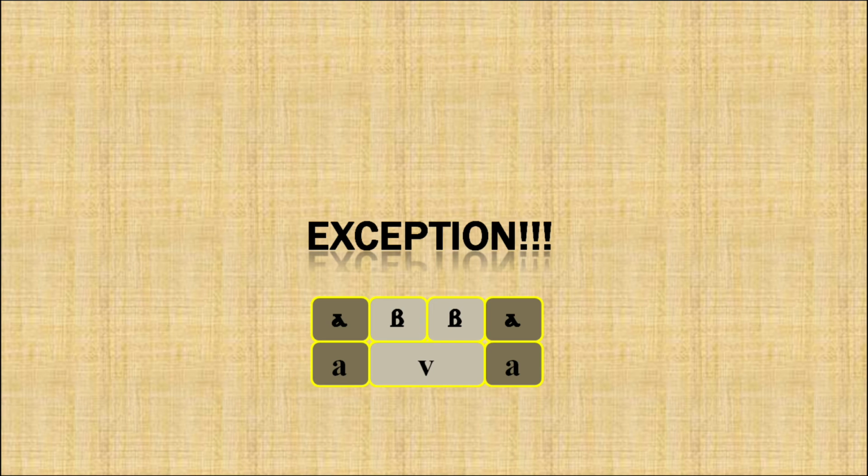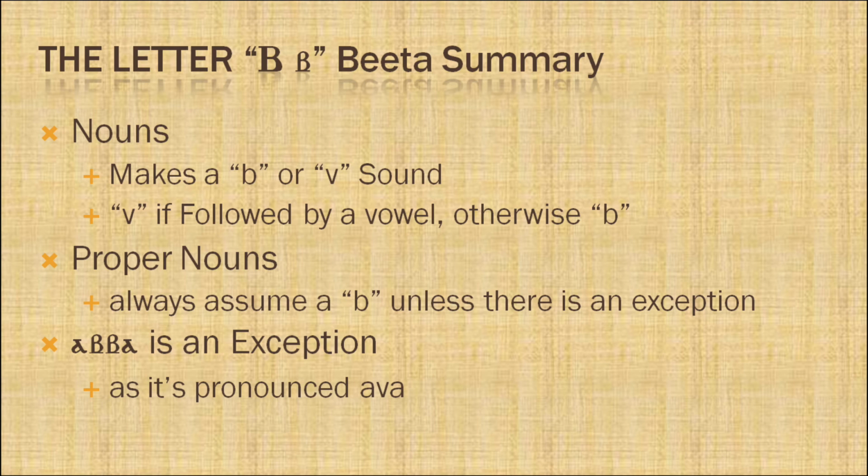It's a B if it's followed by nothing or a consonant, which is not followed by a vowel. So anytime it's not followed by a vowel, it's a B. Non-proper noun, check if it's followed by a vowel, then it's a V, otherwise it's always a B. Proper noun, always a B, unless you know this is not the case for a word specifically, and Ava is the only exception I know of. That's just Ava. No one knows why, it's just like that.